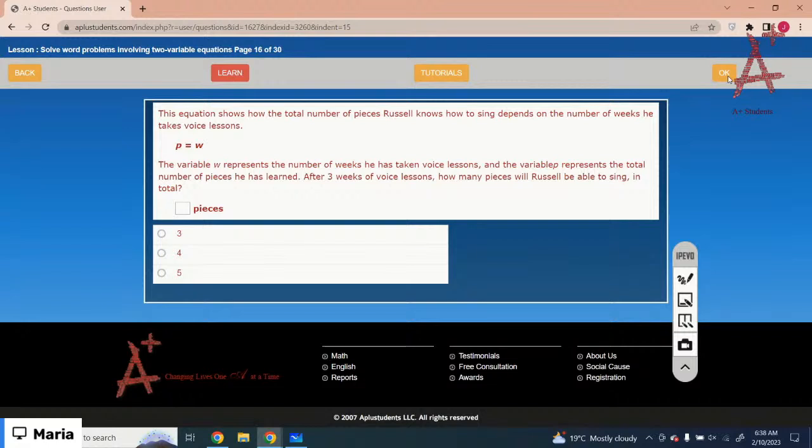So it is P equals 3. Got it? The correct option is 3.